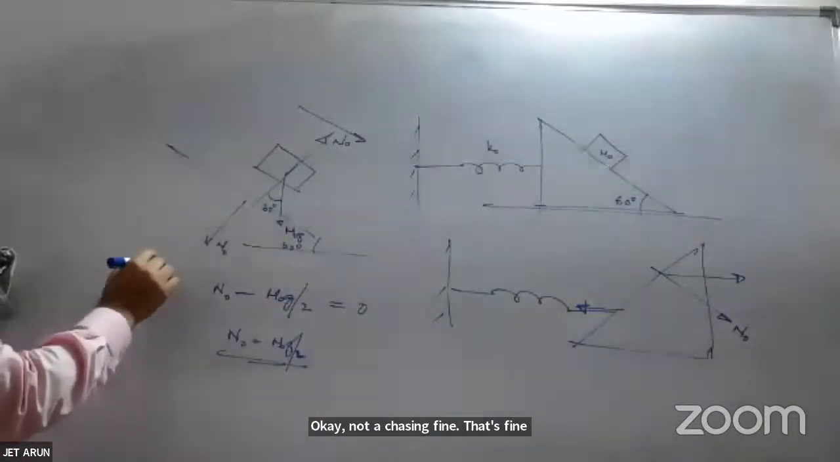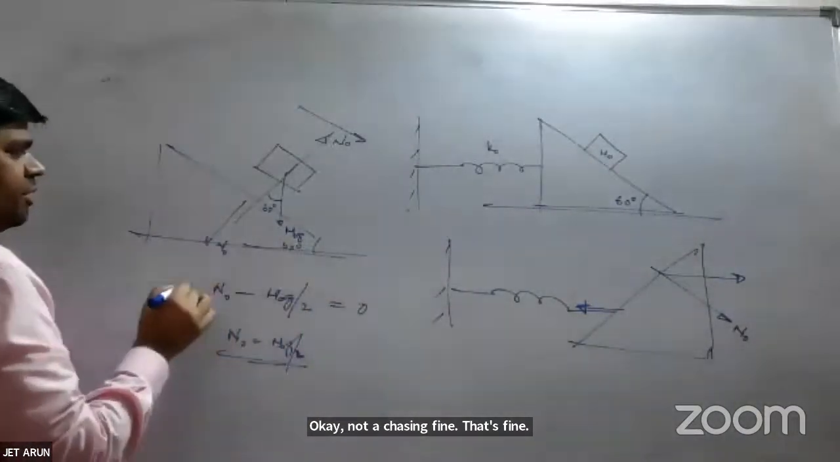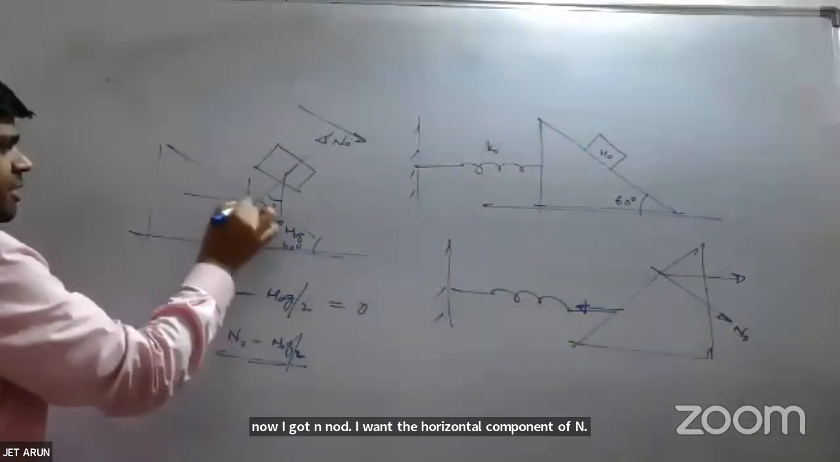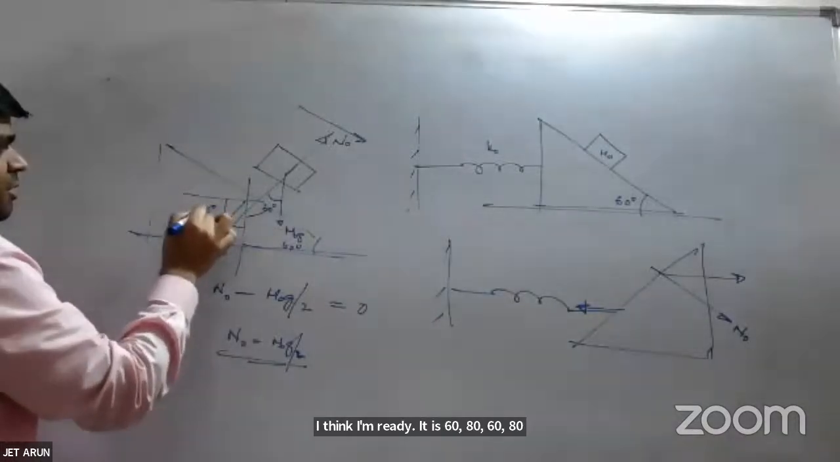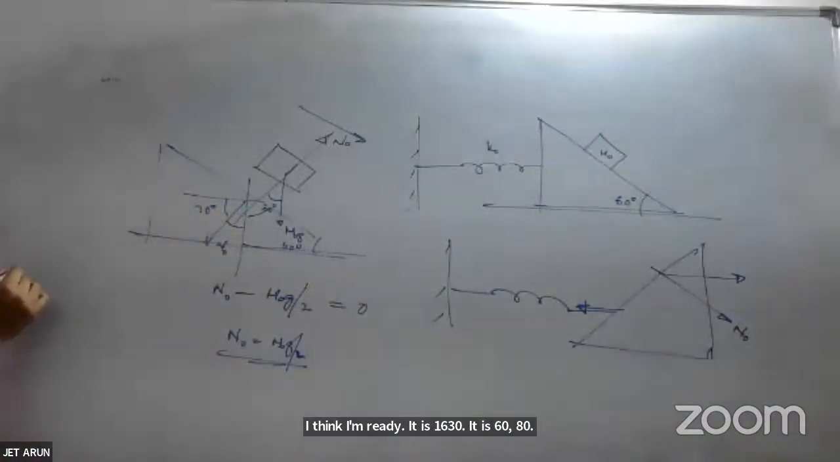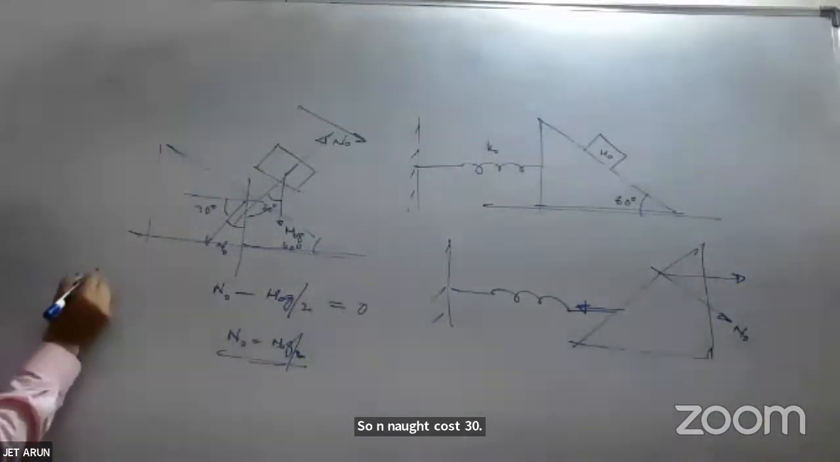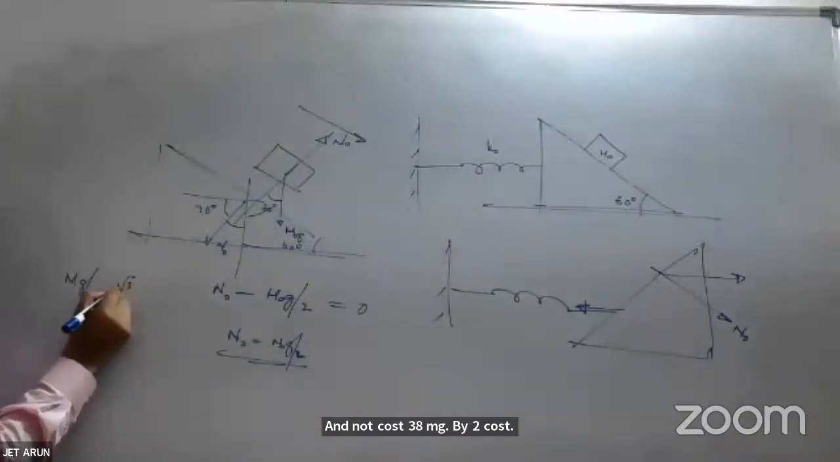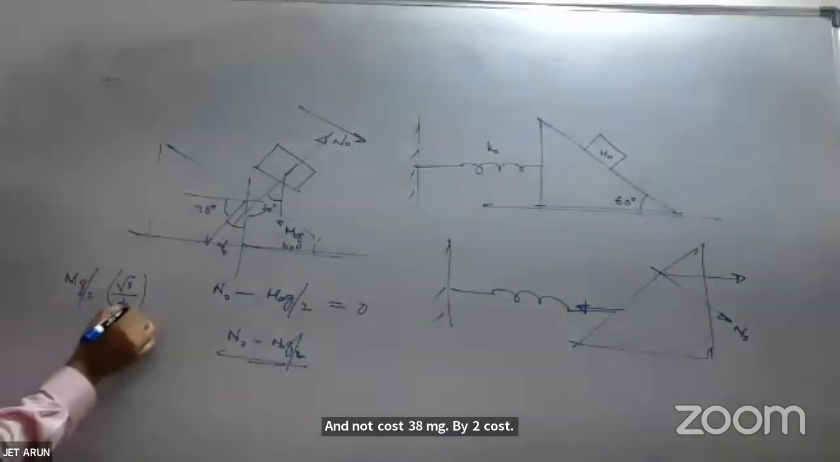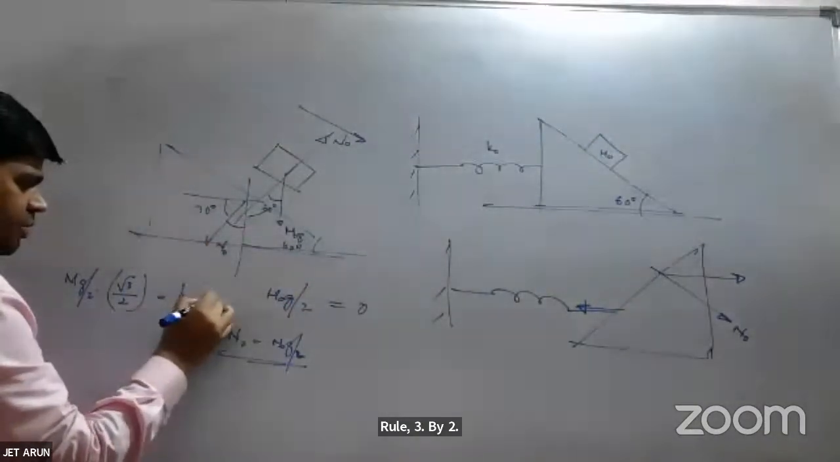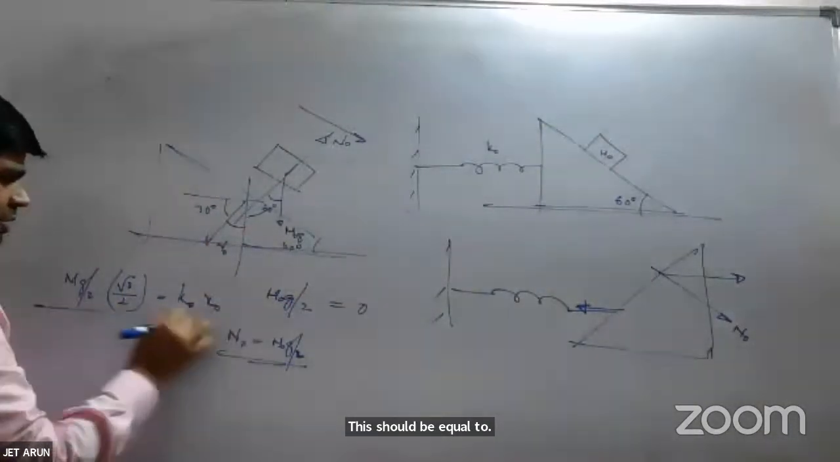But now I got N naught. I want the horizontal component of N naught. What should it be? This is 60, so this is 30, this is 60, this is 30. So N naught cos 30. N naught cos 30 means mg by 2 into root 3 by 2. This should be equal to k naught into extension or compression.